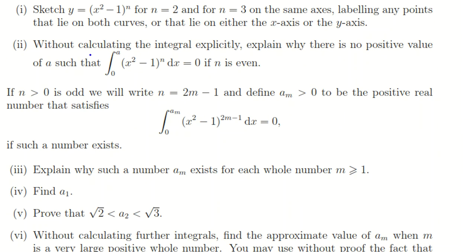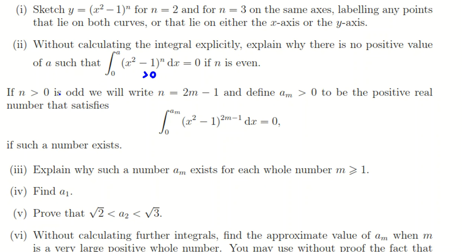Part 2 says without calculating the integral explicitly, explain why there is no positive value of a such that this equals 0 when n is even. Why? Because when a is, for example, a positive number, (x squared minus 1) to the power of an even number is greater than 0 when x starts from 0. Only at x = 1 it will be 0, and in other parts it will be positive, so it cannot be 0.